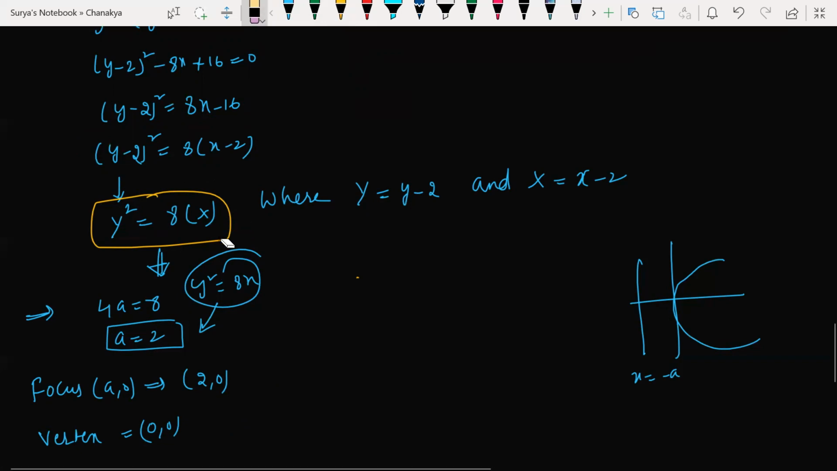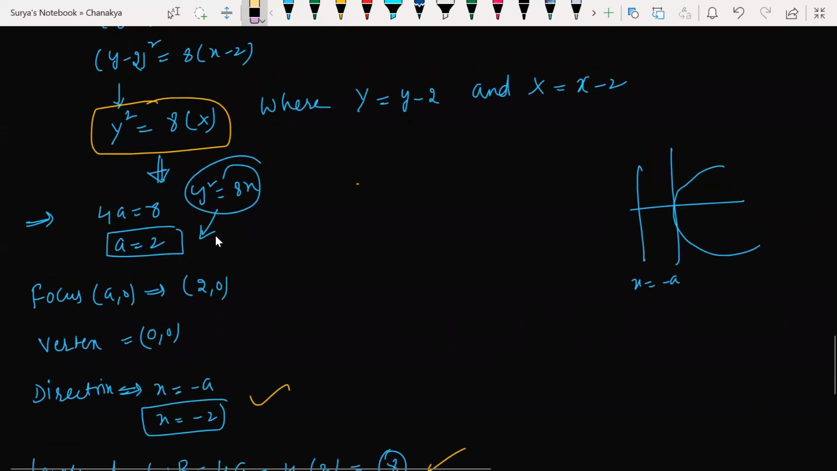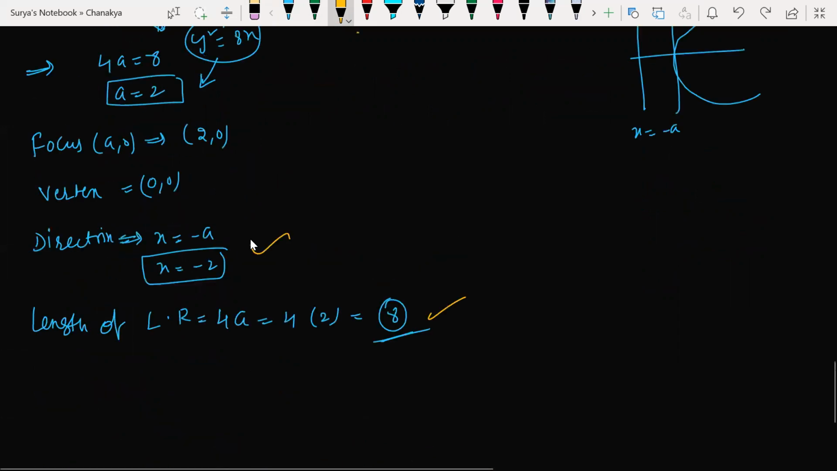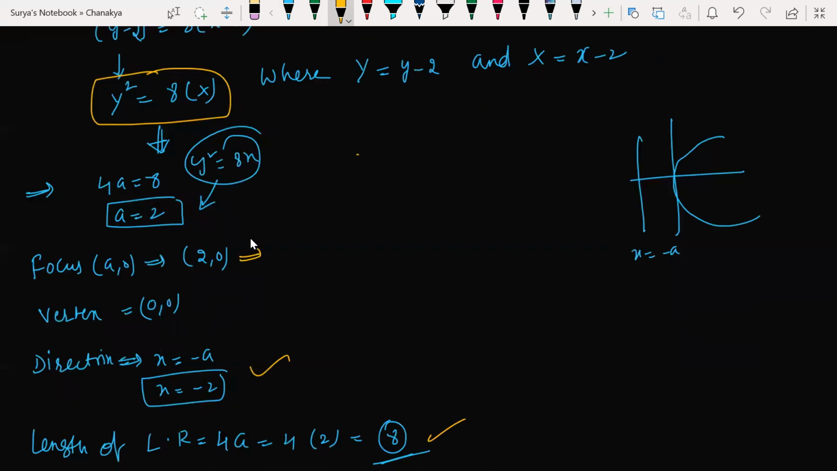Now what do we do? I know that capital Y is equal to y minus 2, capital X is equal to small x minus 2, right? Perfect. Now look at this here. I know the focus. Focus 2 comma 0 I have here. Listen carefully. Here, what is my x coordinate? This is my x coordinate, this is my y coordinate. Okay people. So now we equate the x coordinate with x minus 2, like this.